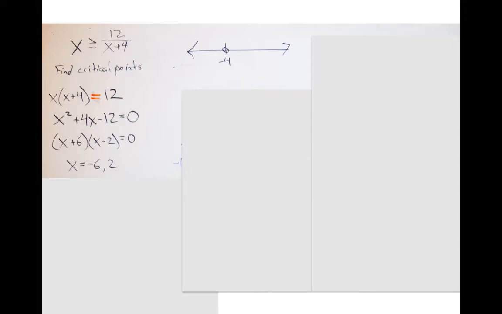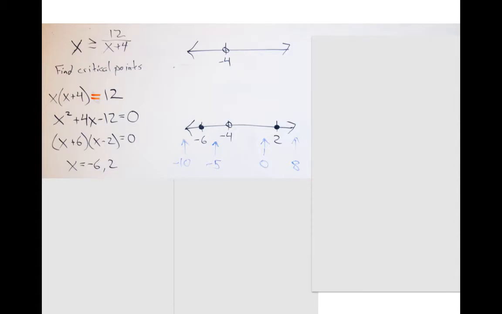So I use that to create two more critical points. Those x values are going to give me equality. And you can put those in and see that if I put -6, then I get -6 and 12 over -6 plus 4, that's 12 over -2, so that becomes -6, and you see -6 equals -6. And so those are the places where they're equal to each other.